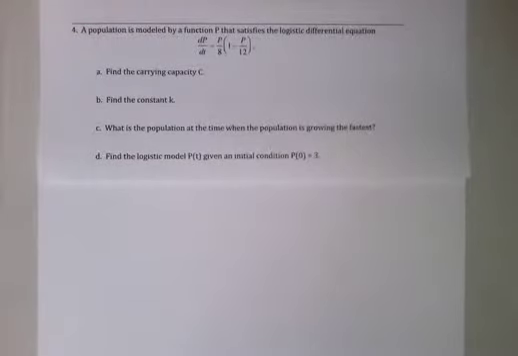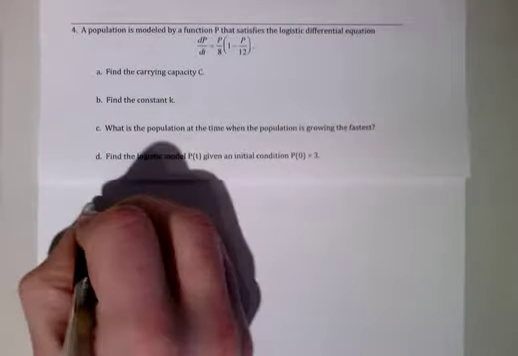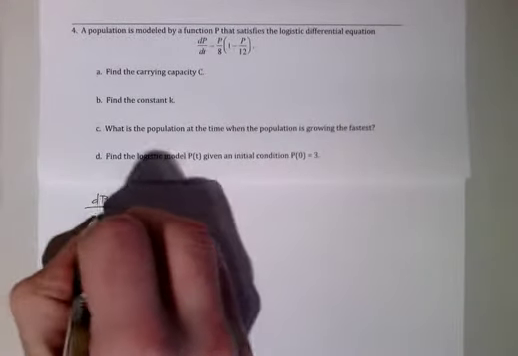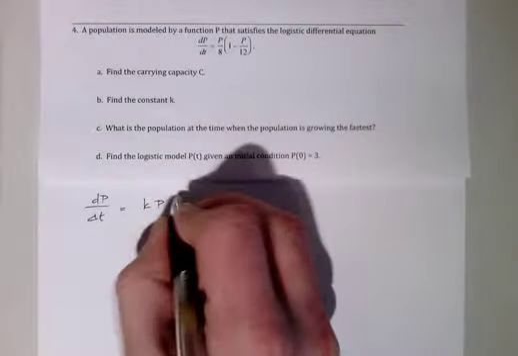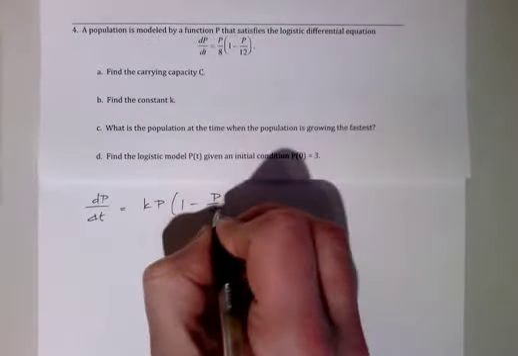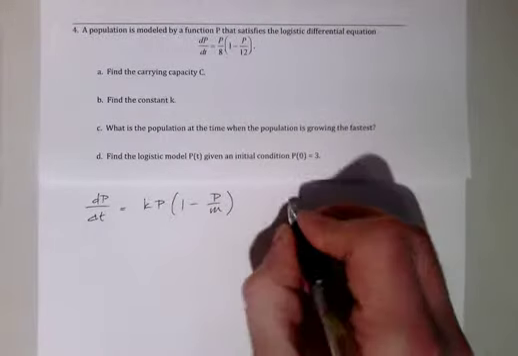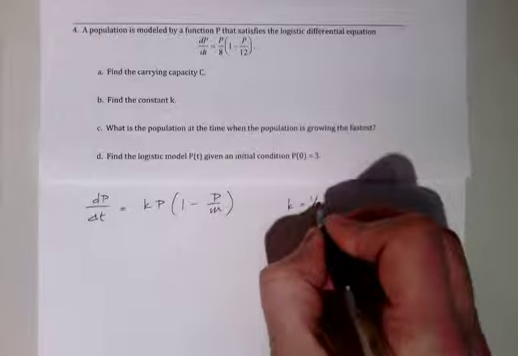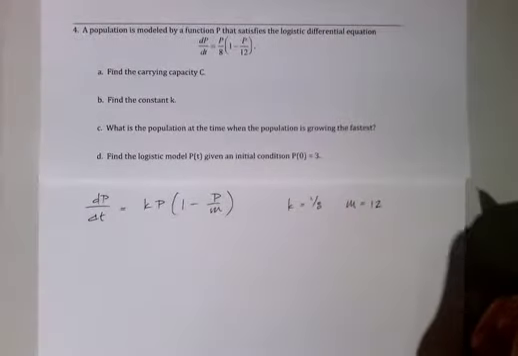So, carrying capacity C. Well, what's the carrying capacity? Well, we do have it in the form that we need it in. The form that we need it in is dP/dt is equal to kP times 1 minus P over M. So in terms of our variables, our k is equal to 1/8. Our M is equal to 12. Okay?